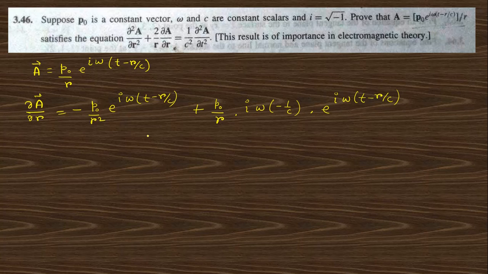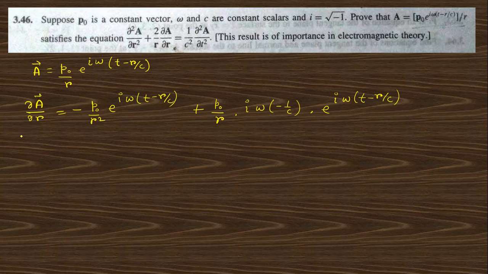So what is the value of ∂A vector by ∂r? This will be minus p0 by r square e to the power i omega (t minus r by c), plus p0 by r times (i omega minus 1 by c) e to the power i omega (t minus r by c).